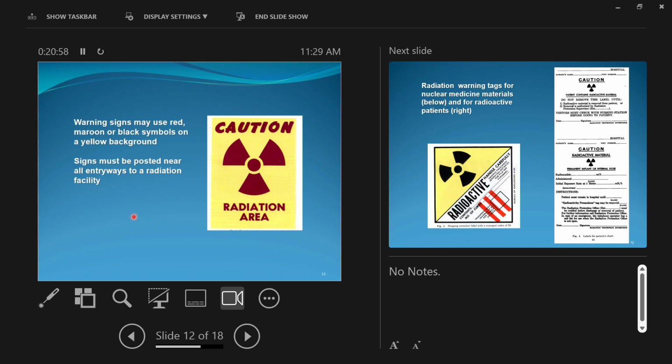Yeah, so you'll want this. You may also have lights that turn on anytime the beam is on, right? An X-ray in use kind of sign outside of the room. Those are fine, but the state of California wants this sign posted on all entryways to your room. So if you don't have this sign, you can quickly and easily download these off the internet for free and post them outside of your entryways to your rooms.